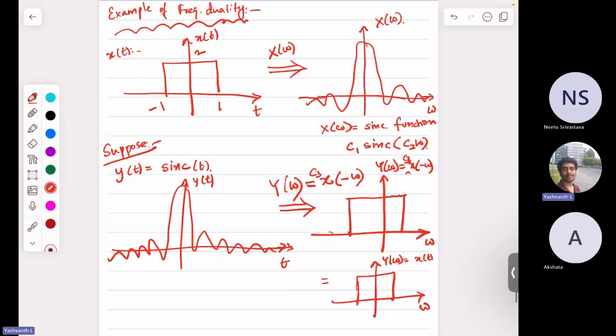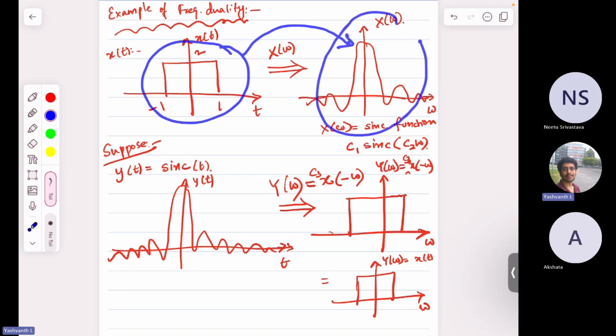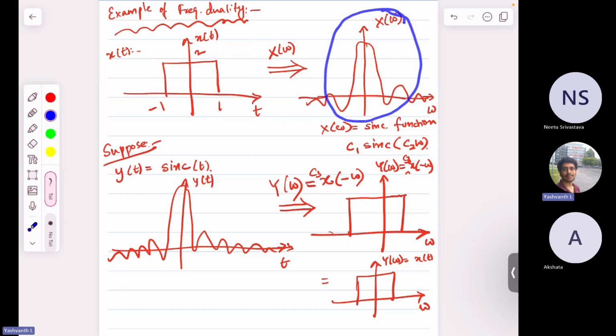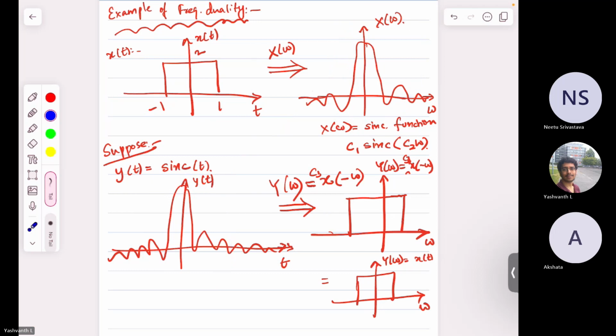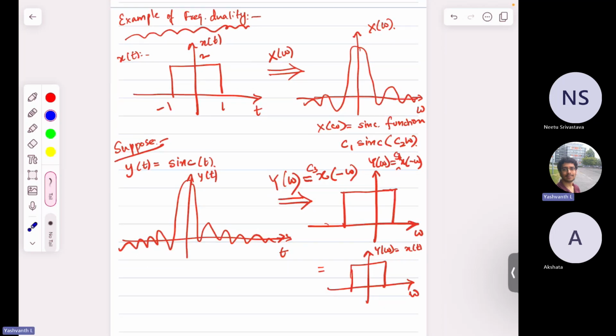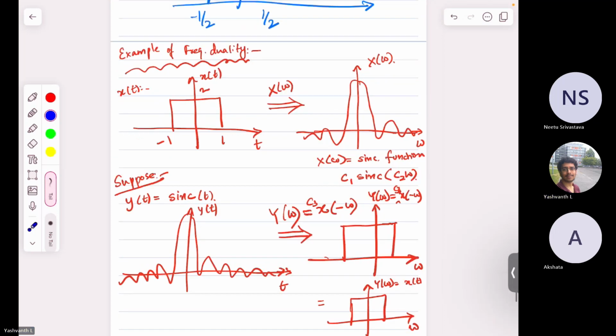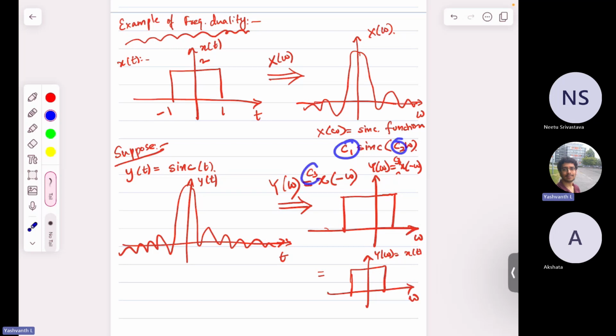This is called the dual property. If I have a time domain signal like this, and it has a corresponding frequency domain function like this, then if I treat a time domain signal of this form, a sinc function, and ask what the Fourier transform of this is, it turns out to be the flipped version of this signal. That is what I mean by the dual property, the duality property of the Fourier transforms. Of course, these constants C1, C2, C3 you need to properly evaluate from the definition of the Fourier transform, by evaluating the integral. These are constants.